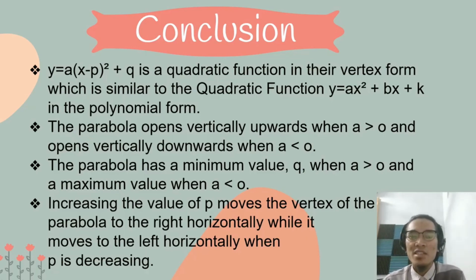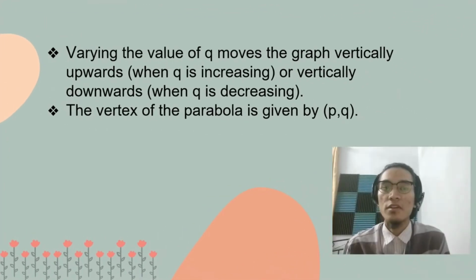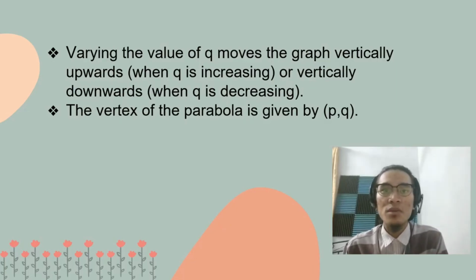Fourth, increasing the value of p moves the vertex of the parabola to the right horizontally, while it moves to the left horizontally when p is decreasing. Fifth, varying the value of q moves the graph vertically upwards when q is increasing or vertically downwards when q is decreasing. And the last one is the vertex of the parabola is given by p and q. That's all from me. Thank you.